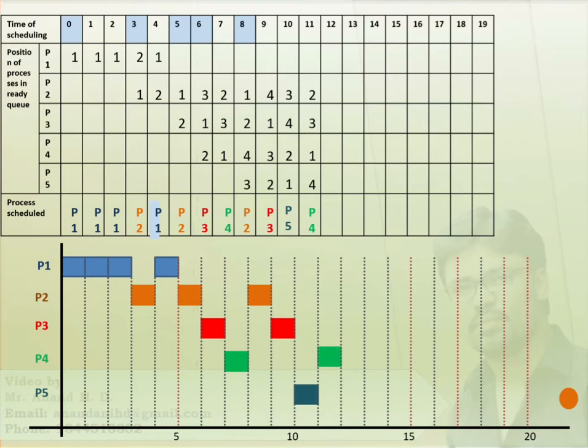At 12 time units, again there are 4 processes P2, P3, P4, P5 with P2 at first position, P3 at second position, P5 at third position and P4 at last, that is, fourth position. So out of these 4, P2 will be selected for scheduling and it will be executed from 12 to 13 time units.